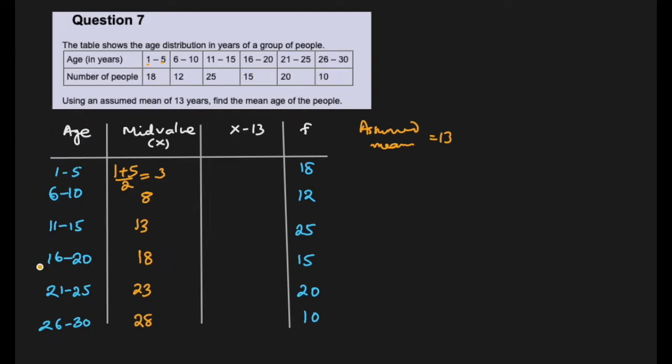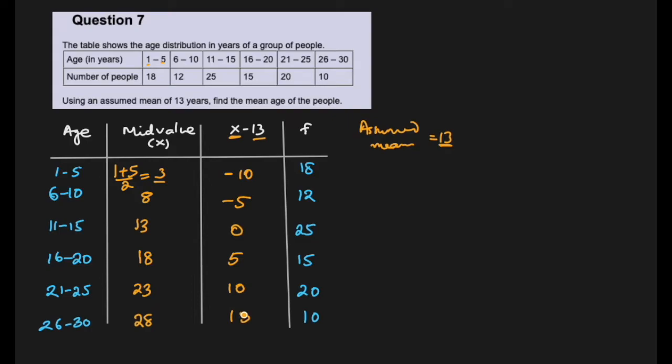So now this column does not exist for us. This will work. Now we have to include this 13. So what we do is, whatever mid value we got, we subtract the assumed mean from it. And the purpose is to simplify the calculations. 3 minus 13 will make it minus 10. Very simple, one number. 8 minus 13 is minus 5. 13 minus 13 is 0. 18 minus 13 is again 5. 23 minus 13 is 10.